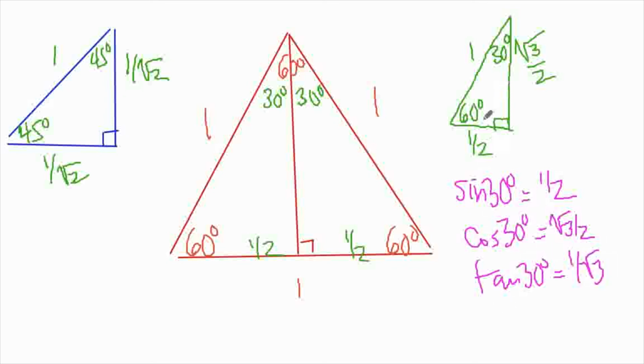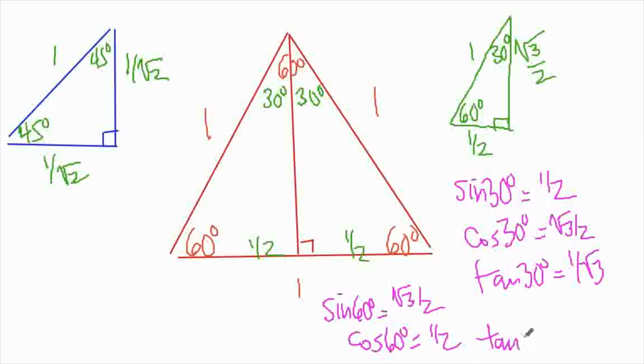And you could do the same thing with the 60 degrees. So let me go ahead and do that. The sine of 60 degrees, opposite over hypotenuse, √3/2. Cosine of 60 degrees, adjacent over hypotenuse, 1/2. Tangent of 60 degrees, opposite over adjacent, √3.